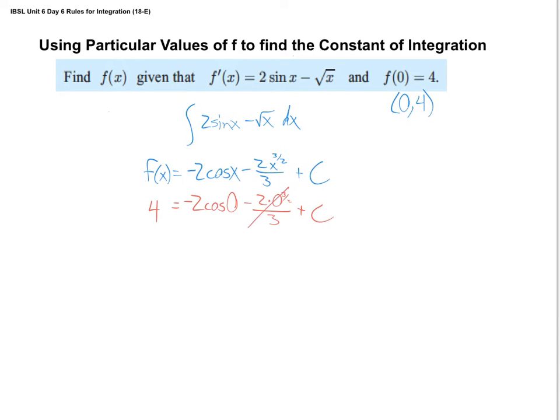This equals 0. But what's cosine of 0? 1. Okay, it's 1. So I now have 4 equals negative 2 plus c. So that means c must equal 6. So therefore, I know f of x is the function negative 2 cosine of x minus 2x to the 3/2 over 3 plus 6.